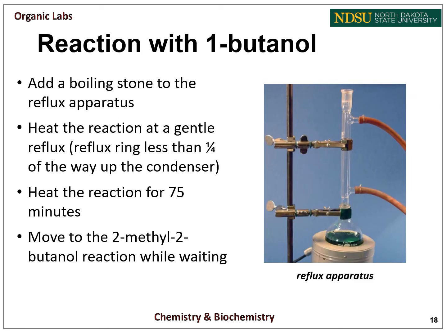Then you can start your reaction with 1-butanol, in the reflux apparatus. First add a boiling stone to the reflux apparatus, and then heat the reaction at a gentle reflux with the reflux ring less than a quarter of the way up the condenser. This is because violent boiling will cause loss of product. Then heat the reaction for 75 minutes. While this is reacting, you can move on to the 2-methyl-2-butanol reaction.